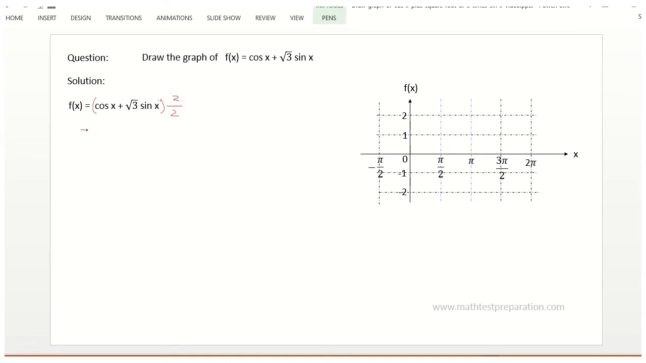So this equals 2 times 1/2 times cosine x plus square root 3 divided by 2 times sine x.